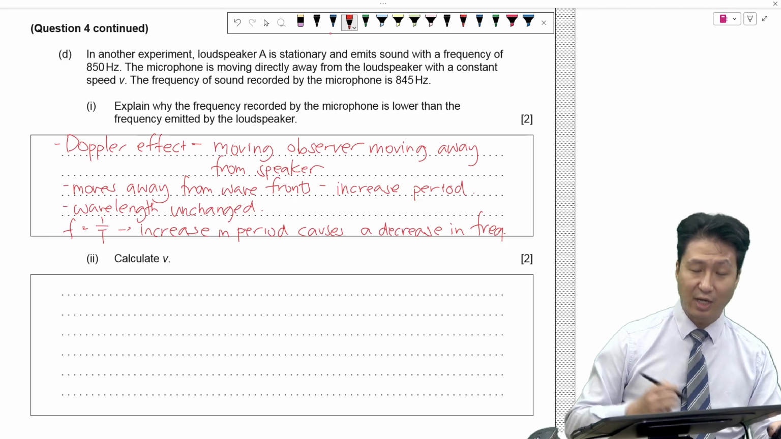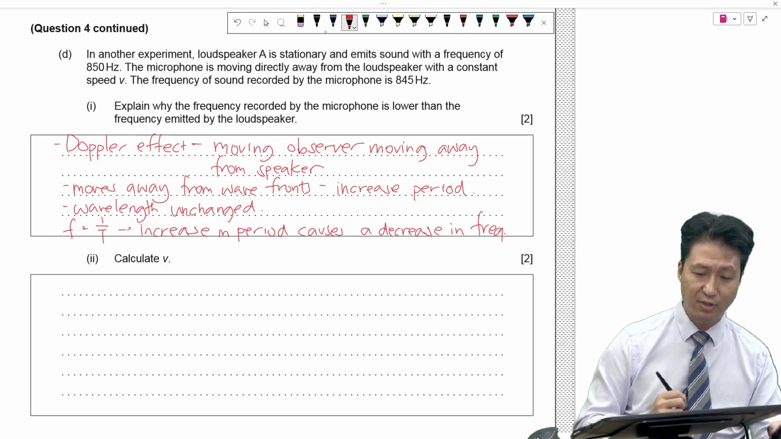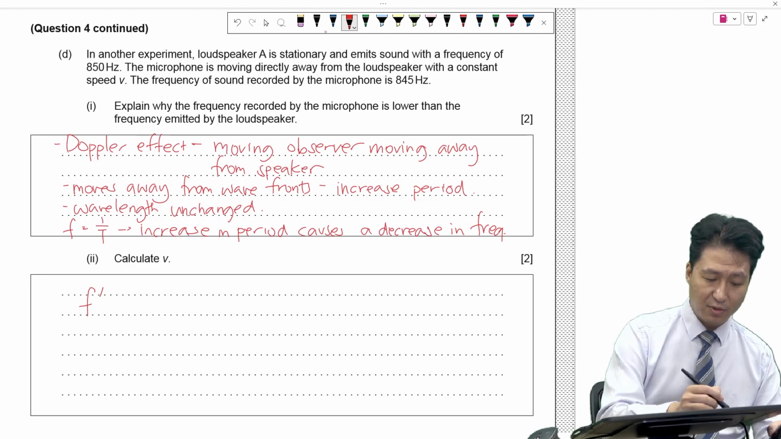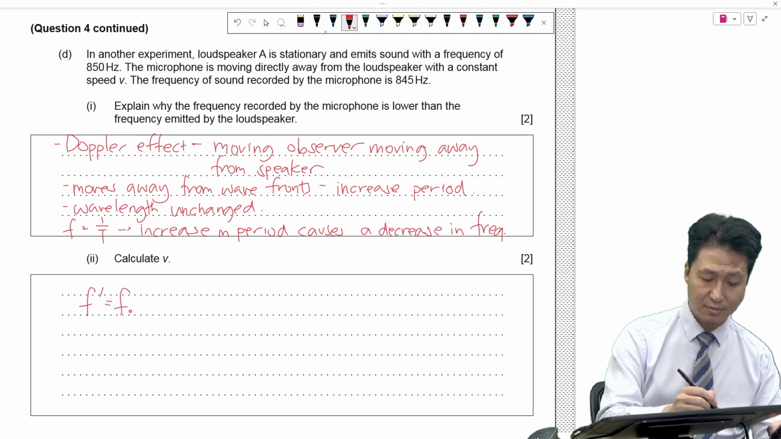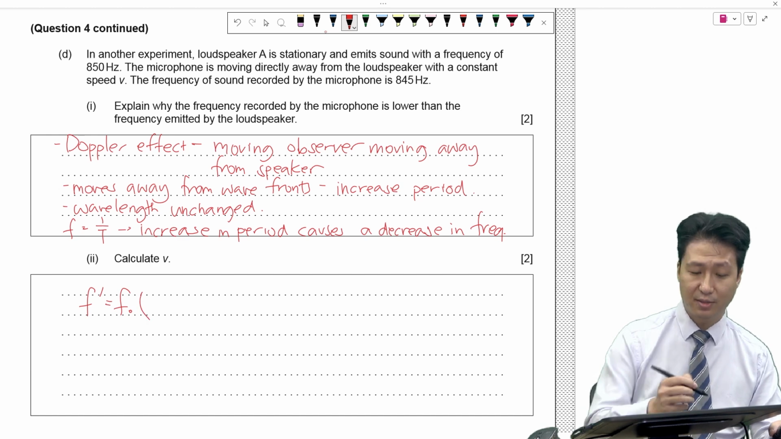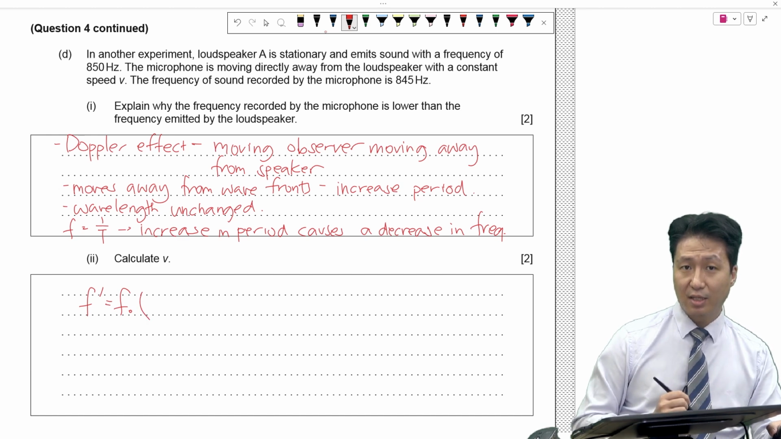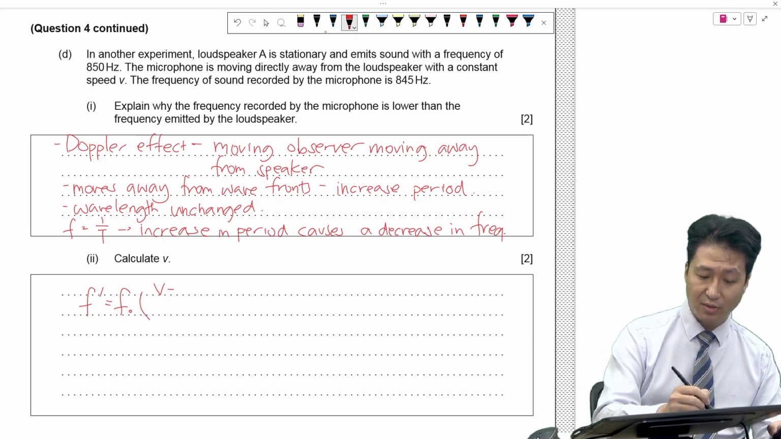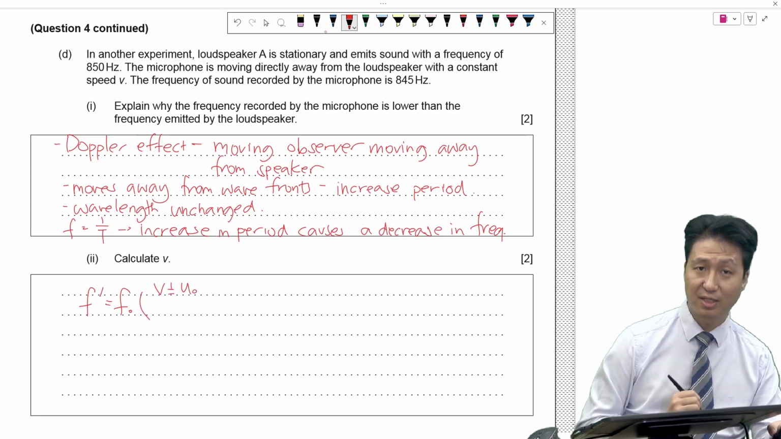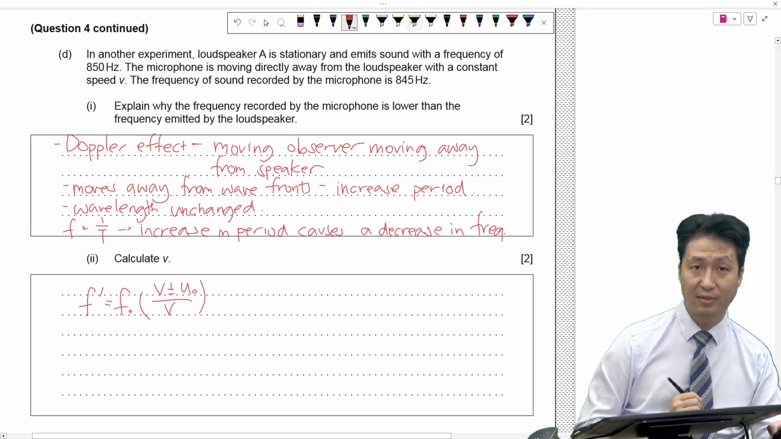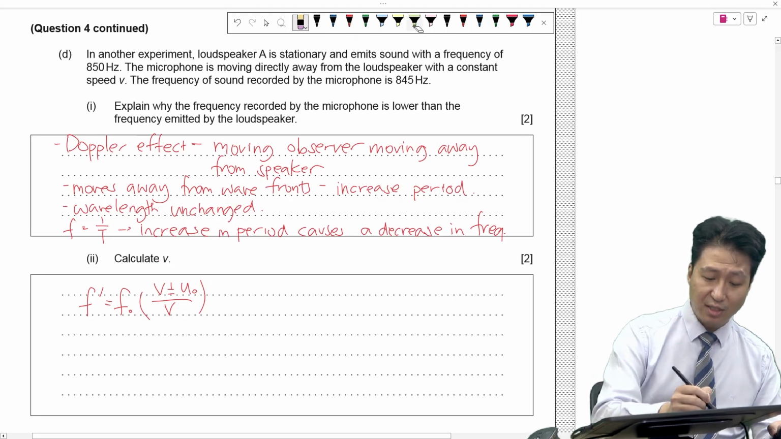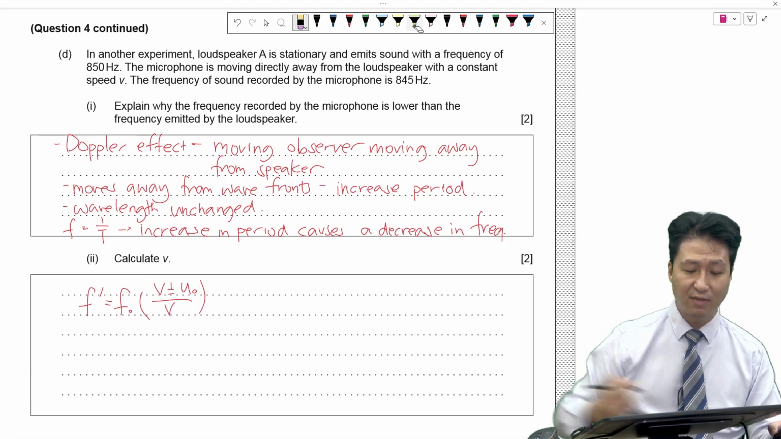Roman numeral 2, it says calculate the velocity of the observer. If you look at the physics booklet, you have an equation for the new frequency, which is equal to the original frequency. But now, if it's a moving observer, you have to use v, the speed of the wave, plus or minus u, the speed of the observer, divided by the speed of the wave again. So you have to differentiate the v that they're talking about here and the v in the physics booklet. They're not the same thing.